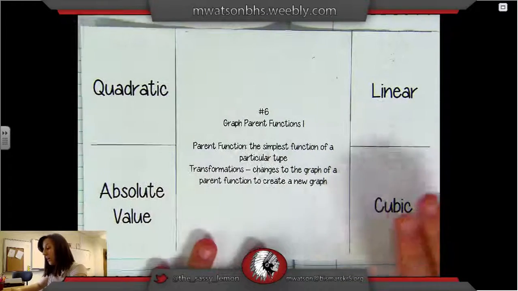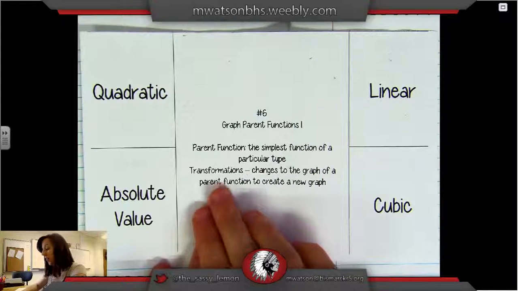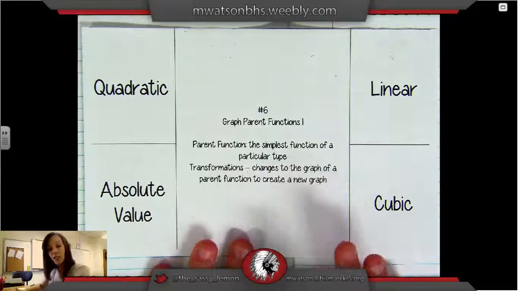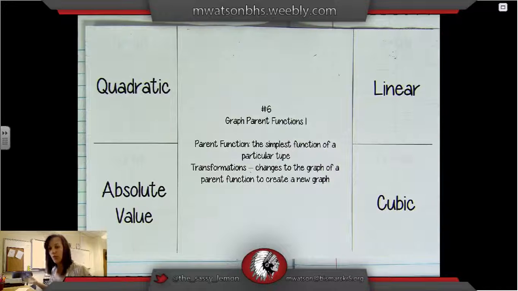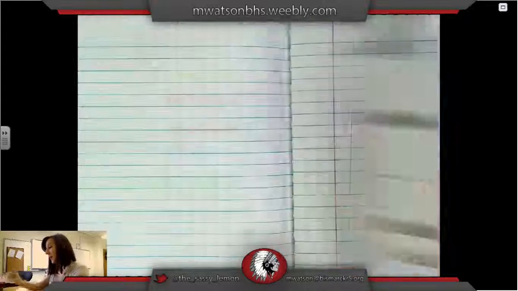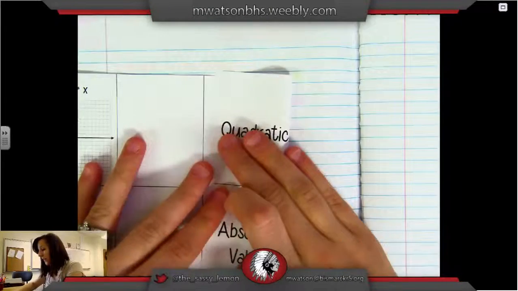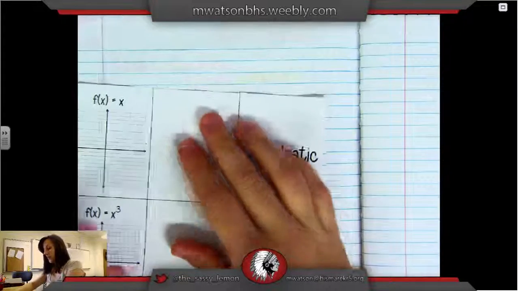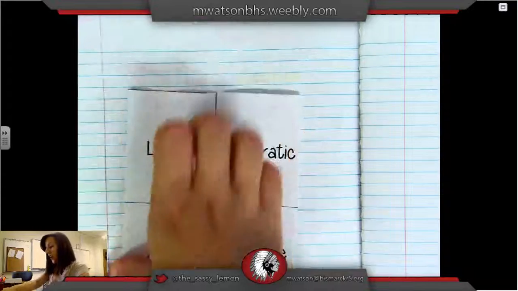And a parent function is the simplest version. But there are transformations, which are slight changes to a parent function that create a new graph. So you'll see some examples of those here later in the lesson. So if you go ahead and just fold your foldable, it folds in kind of like a book so that you have 4 flaps. And we're going to start with linear.